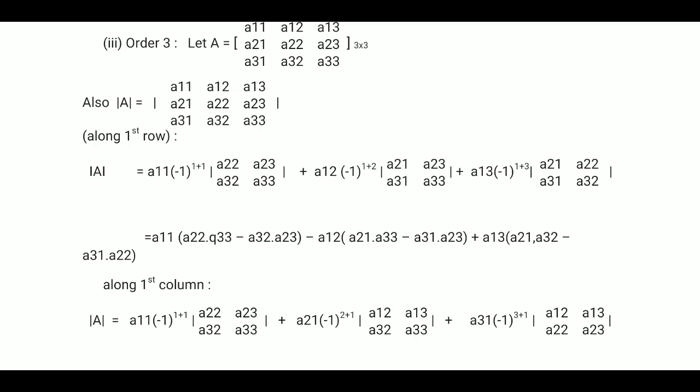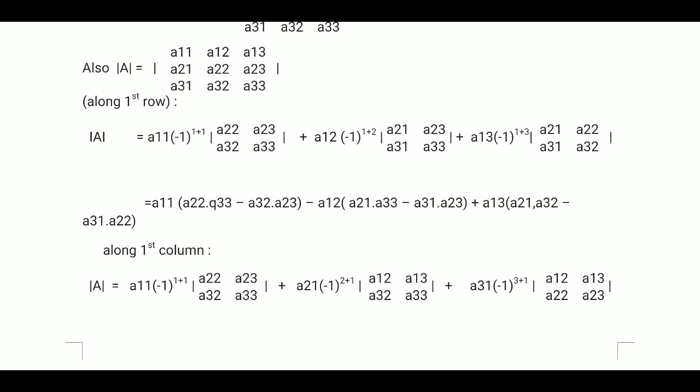Now plus A12 multiply minus 1 power 1 plus 2, that is minus 1 power 3, which is minus 1. So the sign becomes minus in the middle. And A12 into minus 1, that is minus A12 into A21 A33 minus A31 A23, and plus A13 multiply minus 1 power 1 plus 3, that is minus 1 power 4, which is positive. So this is A13 multiply A21 A32 minus A31 A22.